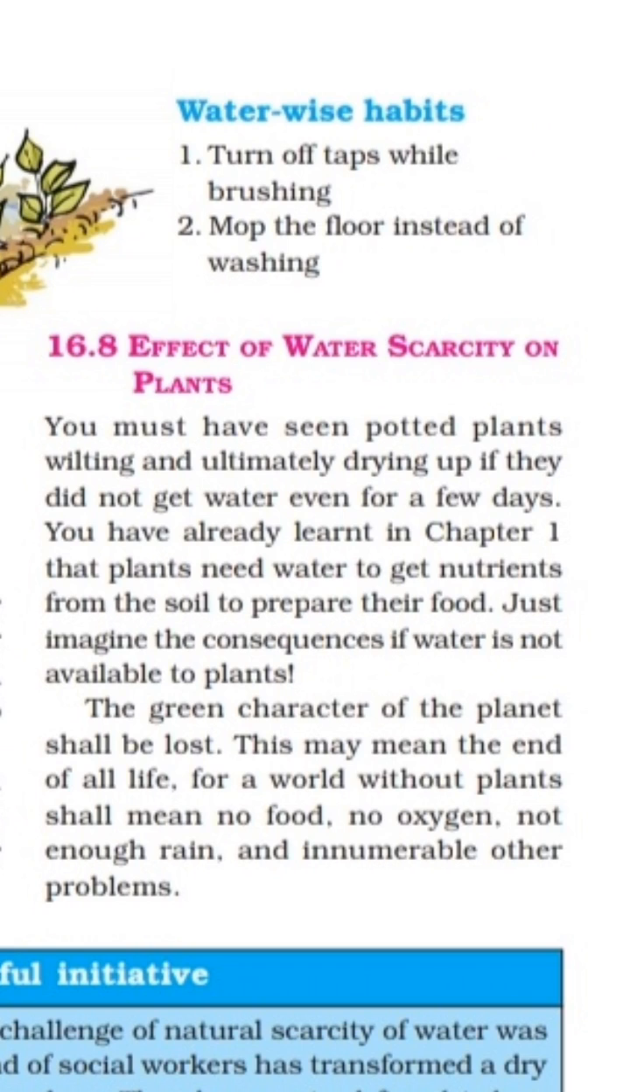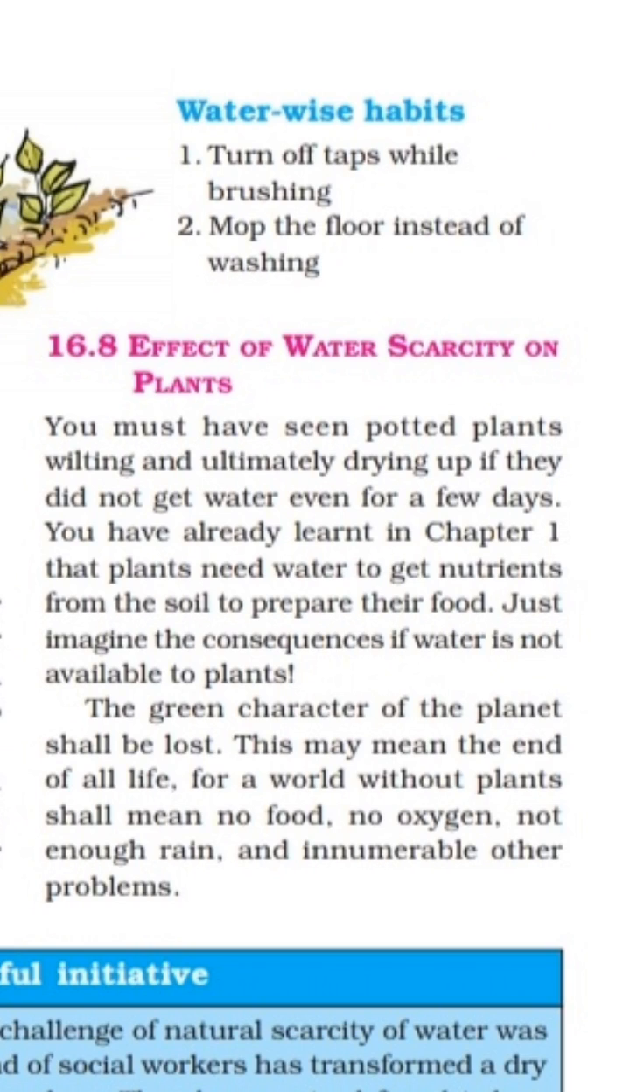Because we are aware that plants need water to get nutrients and to prepare their food. Now here, wilting means निस्तेज होने, कोमेजने. You have already learned in chapter 1, nutrition in plants, that plants need water to get nutrients from the soil to prepare their food. Just imagine the consequences if water is not available to plants.